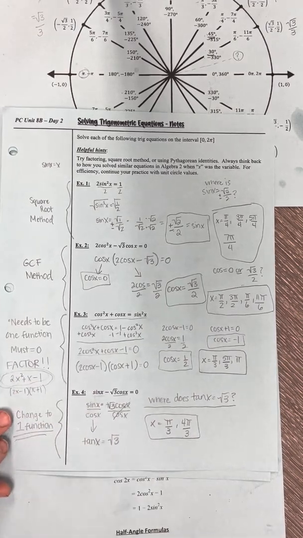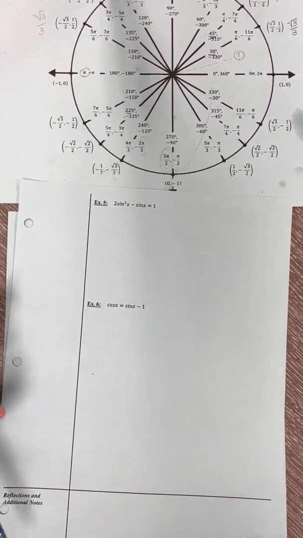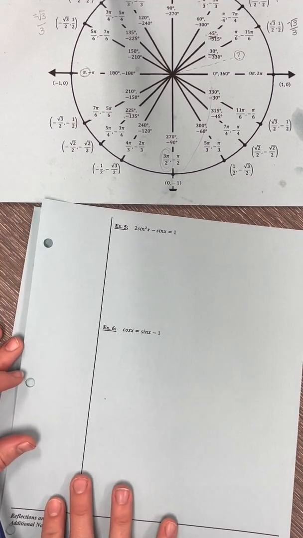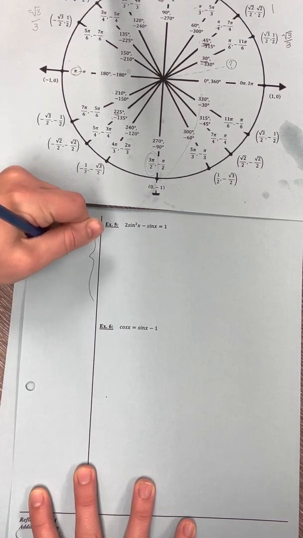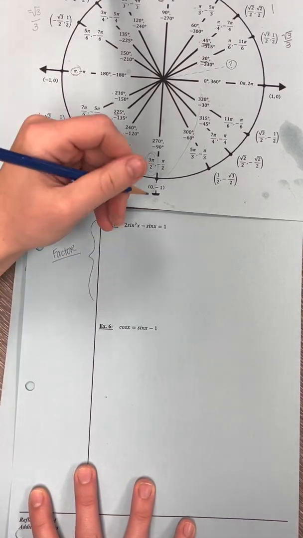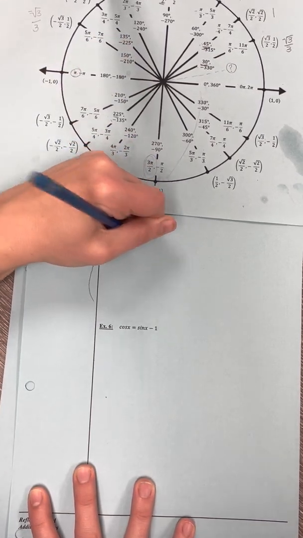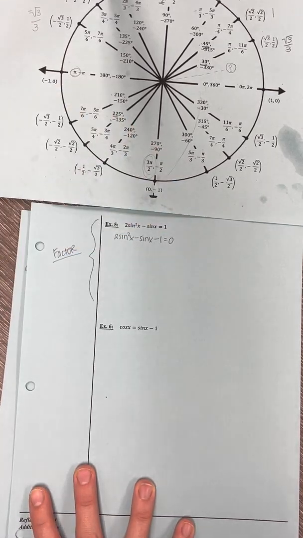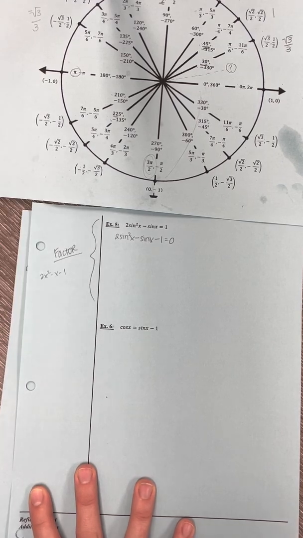All right, we've got 2 more examples that we're going to work. Okay, so we have 2 sine squared x minus sine x equals 1. We're going to end up factoring this one again. And if you want to pause so you can try to do it on your own, do that. Move the 1 over. We've got 2 sine squared x minus sine x minus 1 is equal to 0. All right, this is the same as saying 2x squared minus x minus 1.